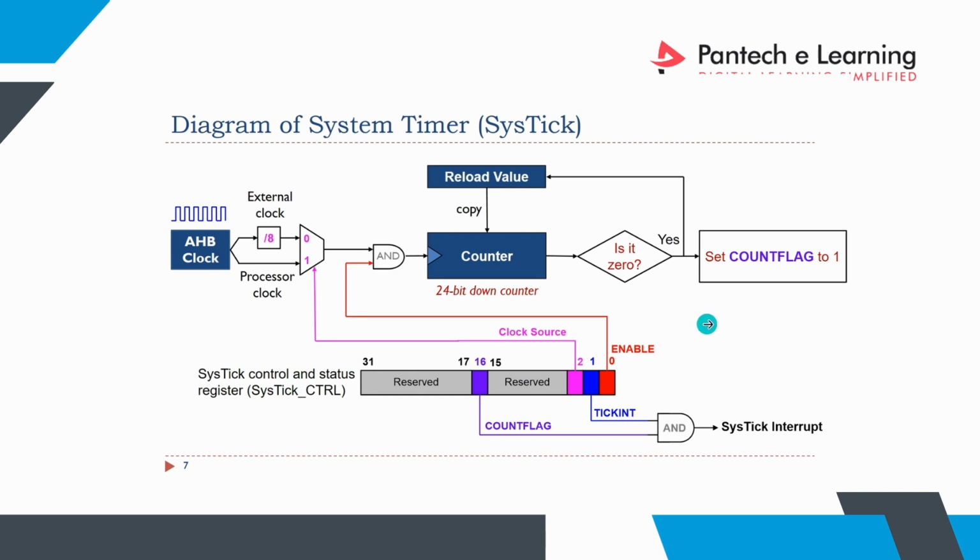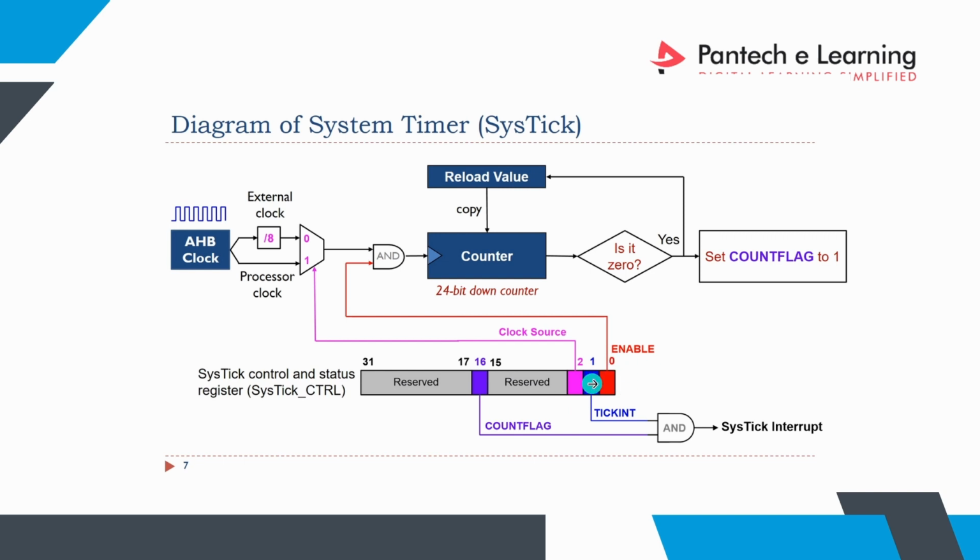In the polling method, we set the tick interrupt to 0, so the interrupt is disabled. We will get a count flag of 1. I will check this count flag and do some delay or operation. Okay, if I am using interrupts, let's take a scenario where I am going to use interrupts.